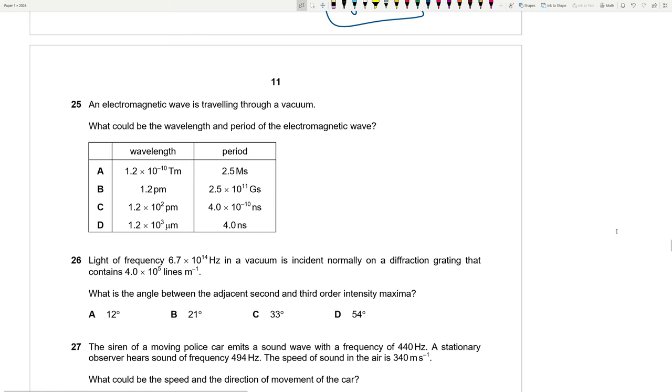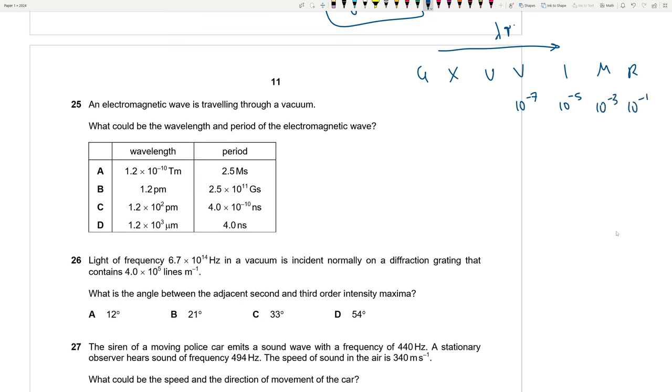An electromagnetic wave is traveling through a vacuum. What could be the wavelength and period of the electromagnetic wave? We know the spectrum order: gamma, X-ray, UV, visible, infrared, microwave, radio. Visible light is 10 to the power minus 7. As you go to the right, wavelength increases: 10 to the minus 5, minus 3, minus 1 and above. On the other side it's minus 8, minus 9-ish, minus 10-ish, minus 11, minus 12-ish. So the general idea is to match; it's trial and error. Let's go for A. Wavelength and period: we know that the speed will be fixed. This is the speed.